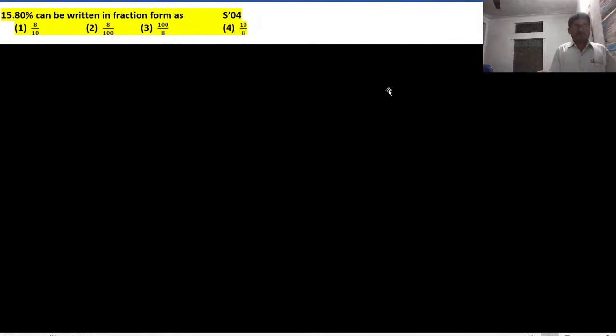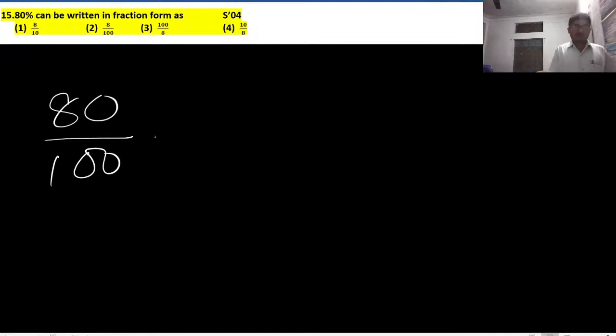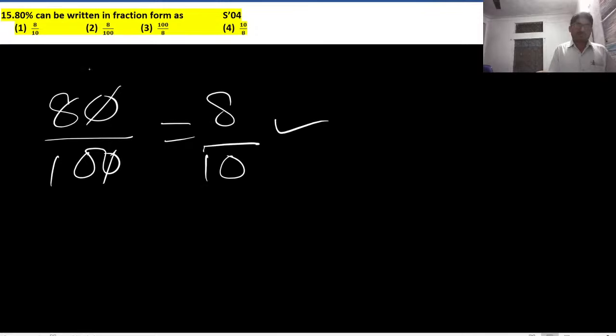15th question. 18% can be written in fraction form. 18%. So 18 by 100. 18% is equal to 18 by 100. 0 0 gets cancelled. While simplifying, we have to observe and continue. 8 by 10. Here we have 8 by 10. This is not in simplest form, but we have it in the options. That's why this is the correct answer. So first option is correct.